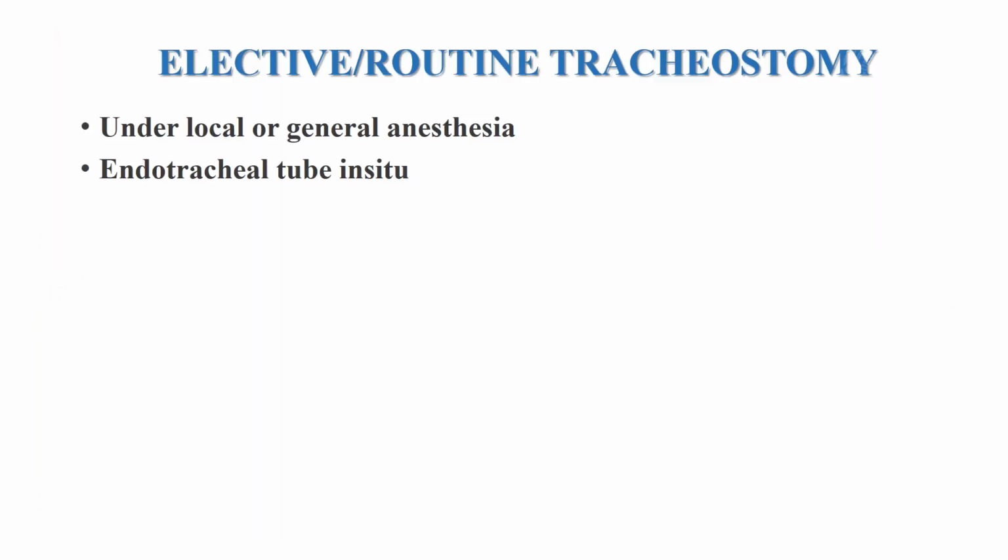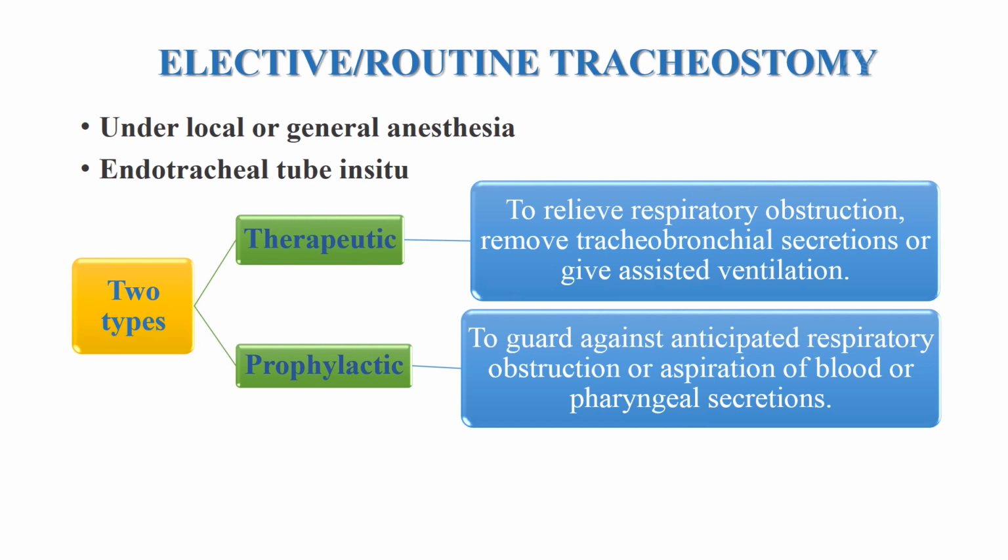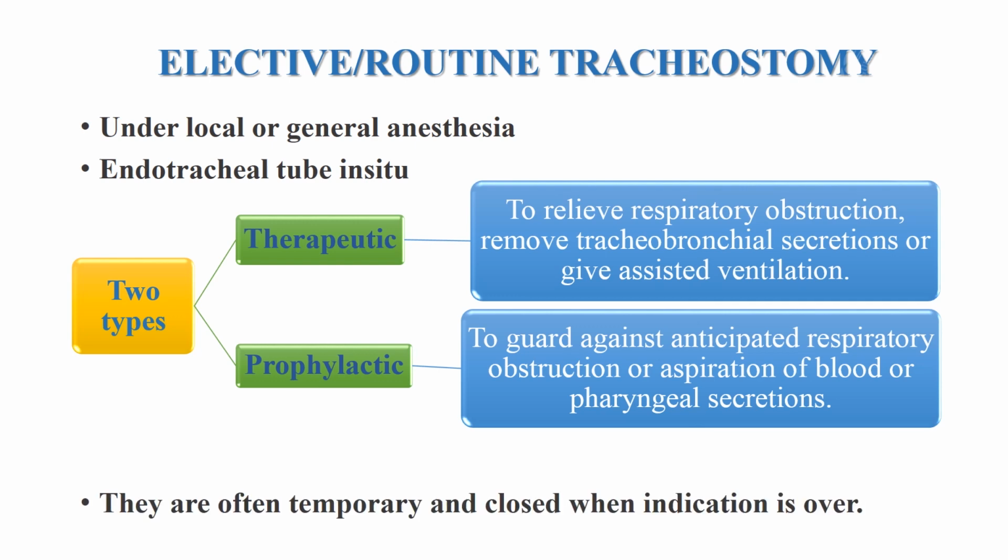Elective or routine tracheostomy. It is done under local or general anesthesia. In general anesthesia, it is done when the endotracheal tube is in situ. It is of two main types, therapeutic or prophylactic. Therapeutic is done to relieve respiratory obstruction, to remove tracheobronchial secretions, or give assisted ventilation. Prophylactically, tracheostomy is done to guard against anticipated respiratory obstruction or aspiration of blood and pharyngeal secretions. They are often temporary and closed when the indication is over.